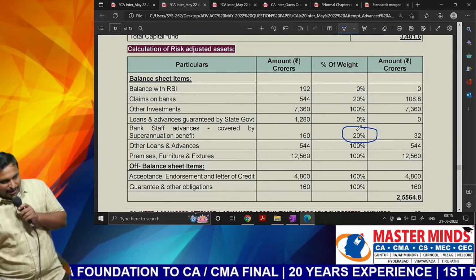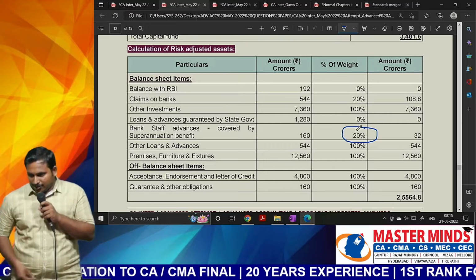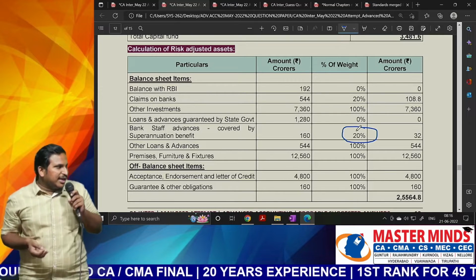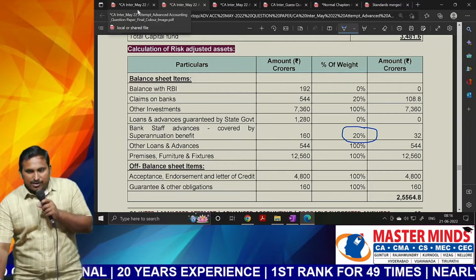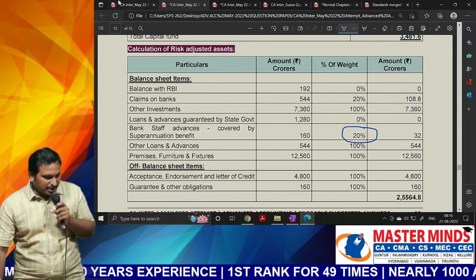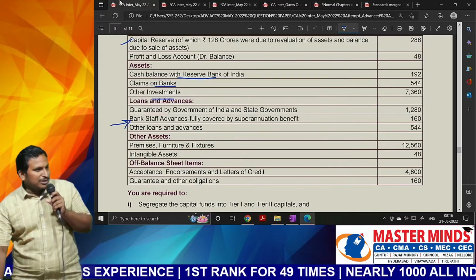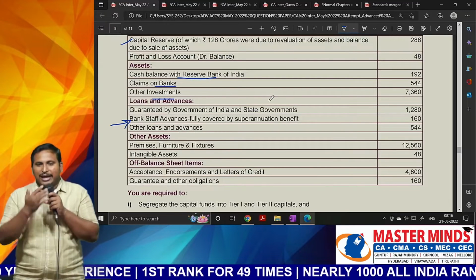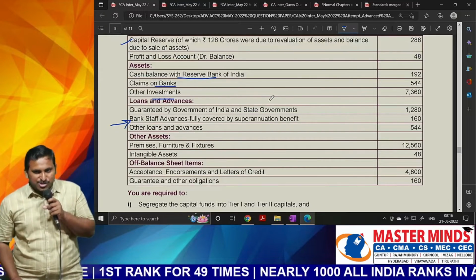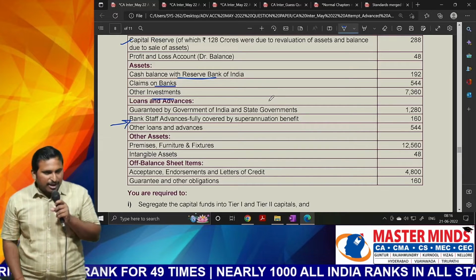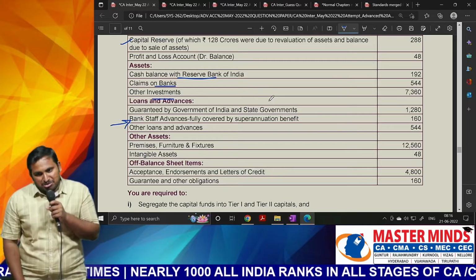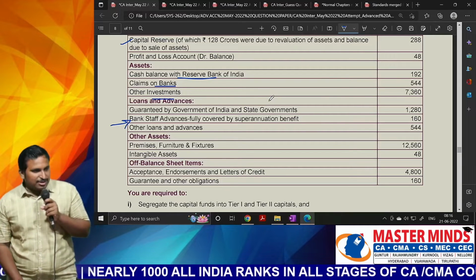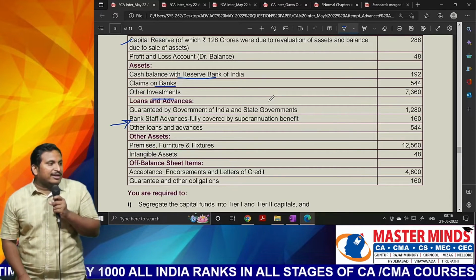Generally in ICAI study material or even in our material, we have not covered this something called as 20%. If at all, advances were given to the bank staff covered by the superannuation benefit, then the banking companies create only a provision of 20%. Are you getting the point, sir? Sir, how could we know it, sir? You cannot know it, sir.